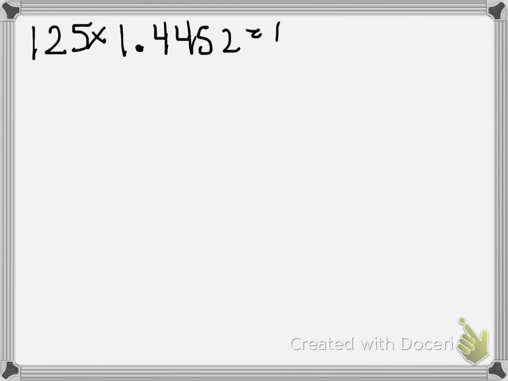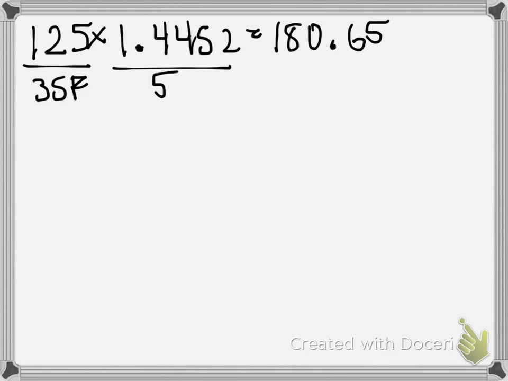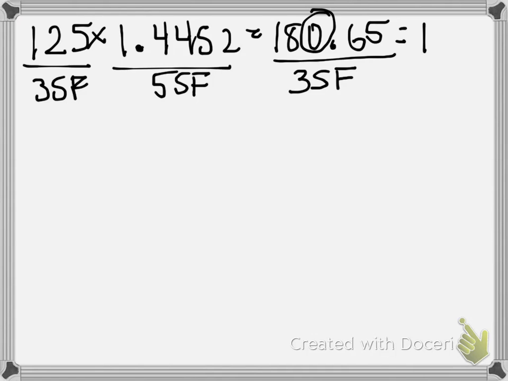In the letter E, we have 125 times 1.4452. Again, our calculator gives us an answer of 180.65. This number has 3 sig figs. This number has 5 sig figs. My answer, therefore, can only have 3 sig figs. That means I'm going to round to here. So my answer is 181.